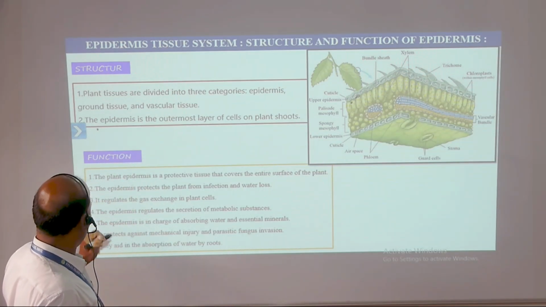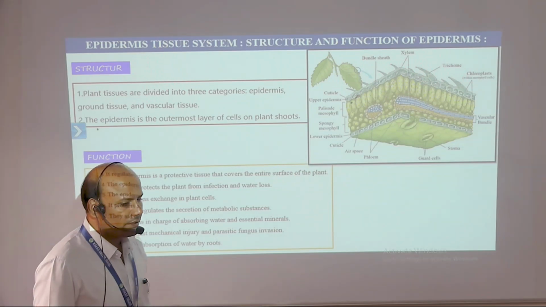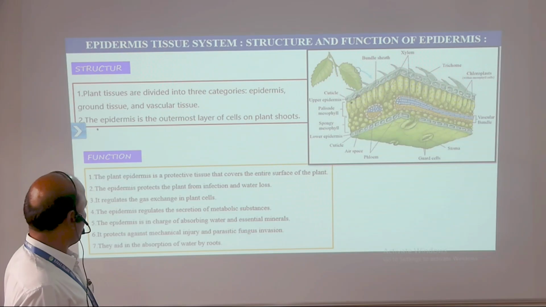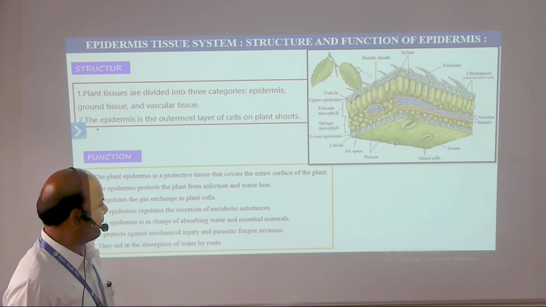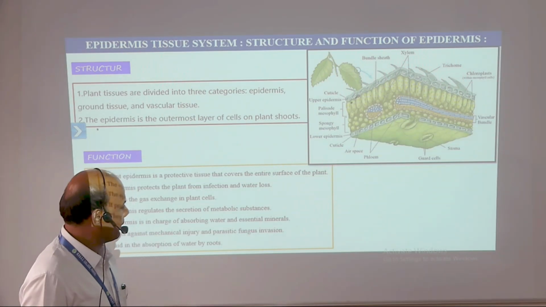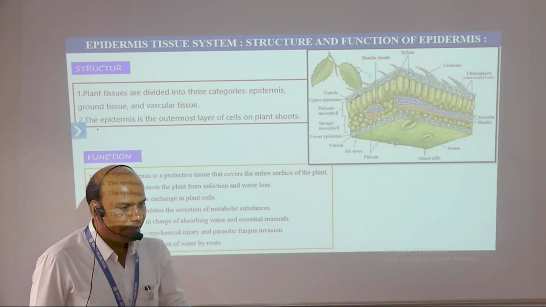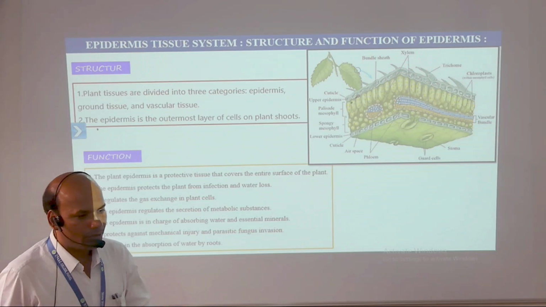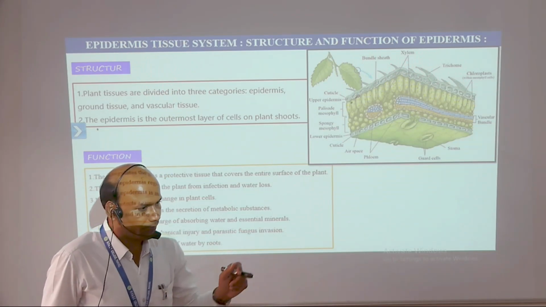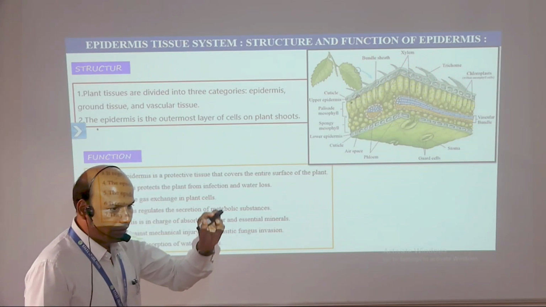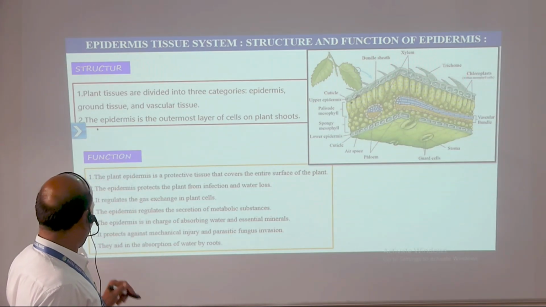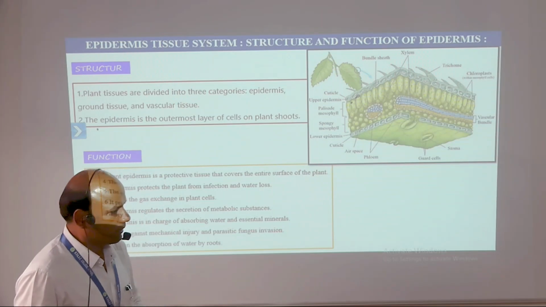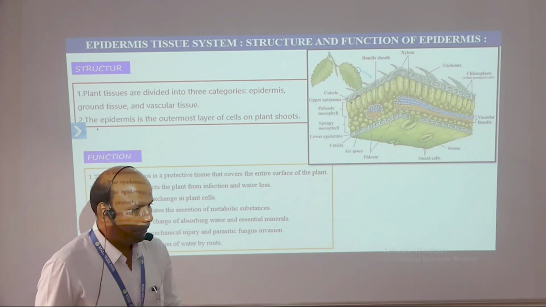Fourth, the epidermis regulates the secretion of metabolic substances. Fifth, the epidermis is in charge of absorbing water and essential minerals. It protects against mechanical injuries and parasitic fungi. When pathogens attack the leaf surface, the epidermis protects against the pathogens. And last, it aids in the absorption of water by the root system. That is the main function of the epidermis.